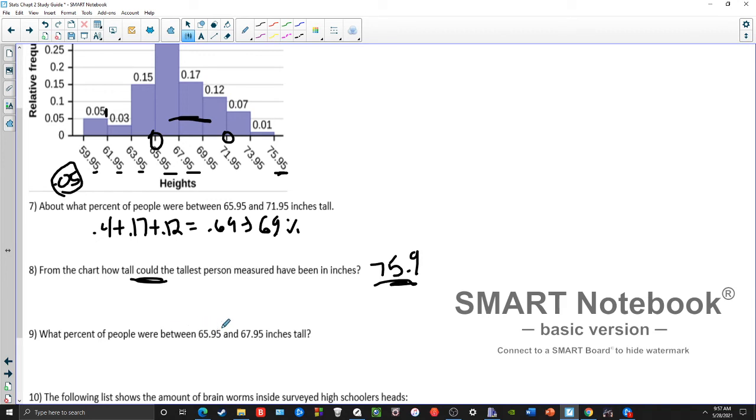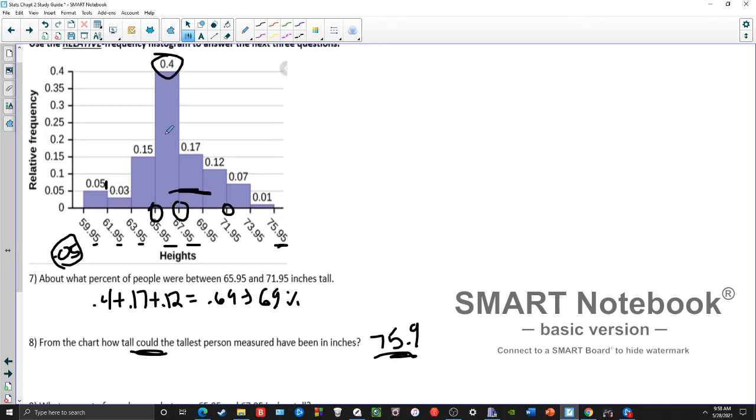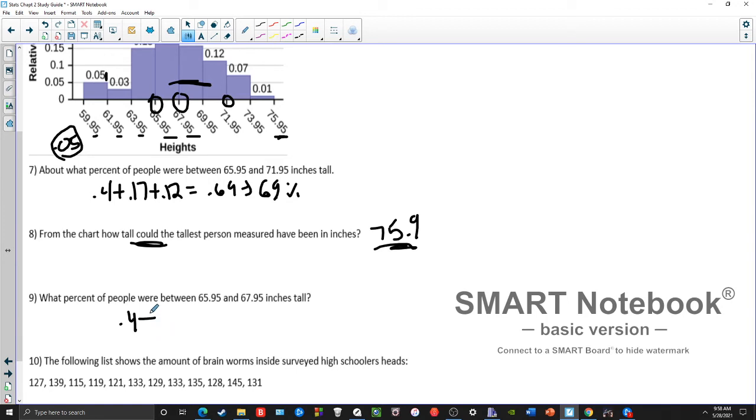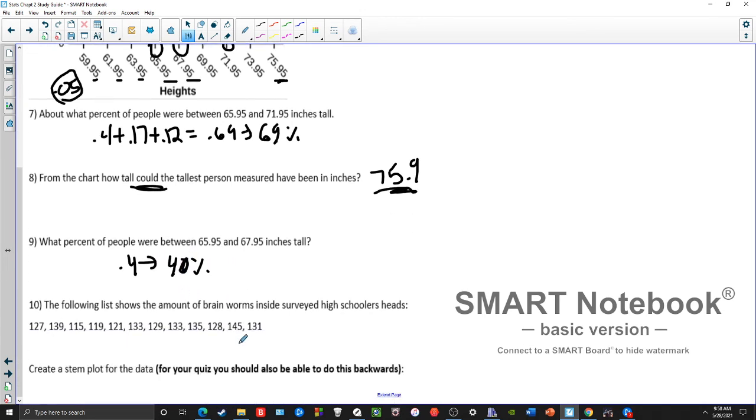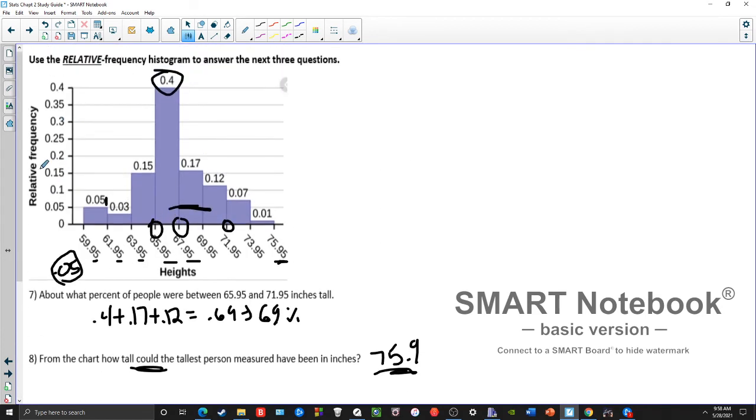What percent of people were between these two values? Okay, so once again, 65.95, 67.95. What percent of people were between those values? Well, right here, 40%. So 0.4, 40. This is the exact same thing as the first question, except there's only one category, so there's nothing to add. You just tie them up and you're good. Okay? All right, so again, the key was that it was relative frequency, not just frequency.